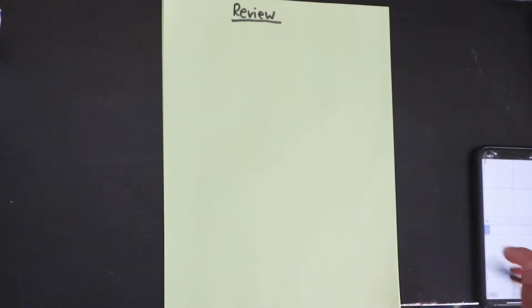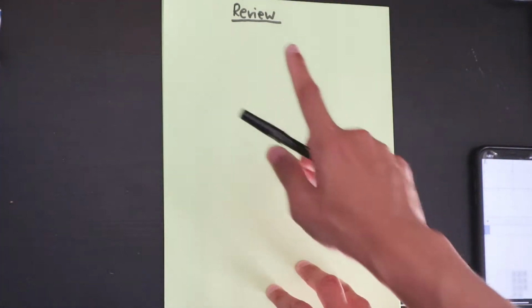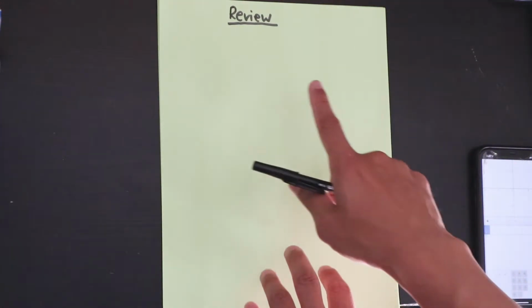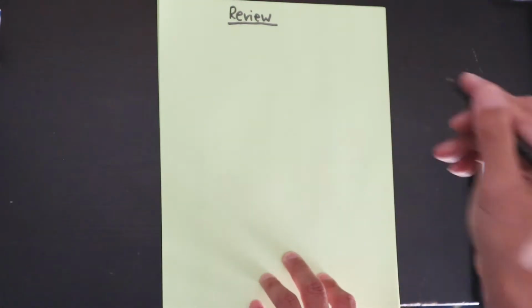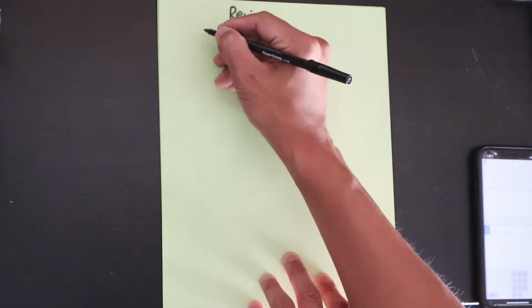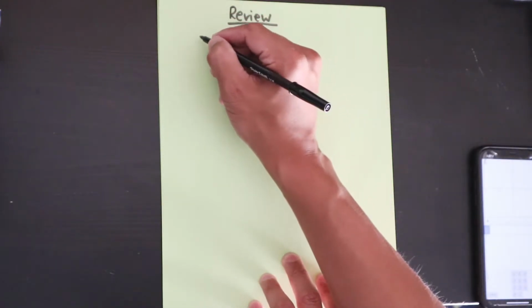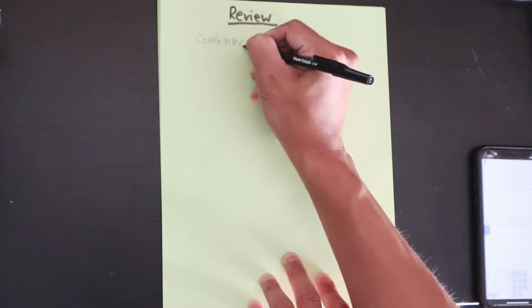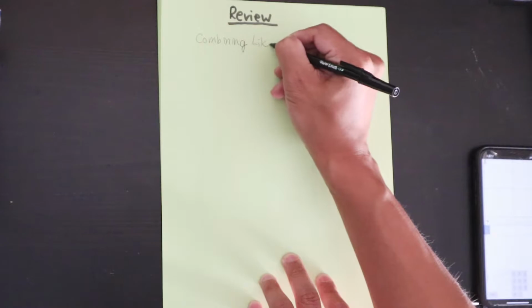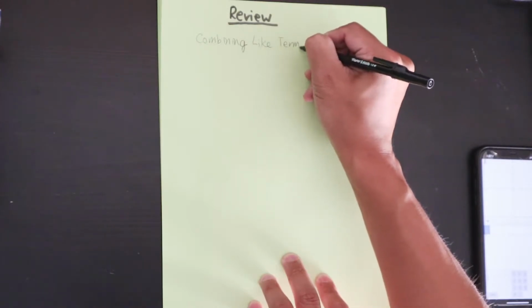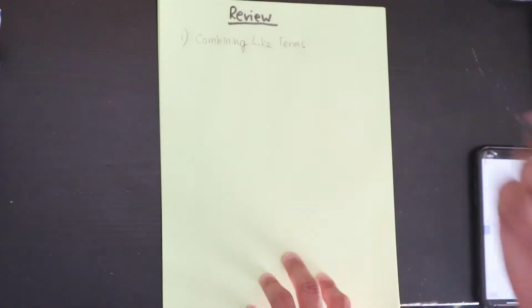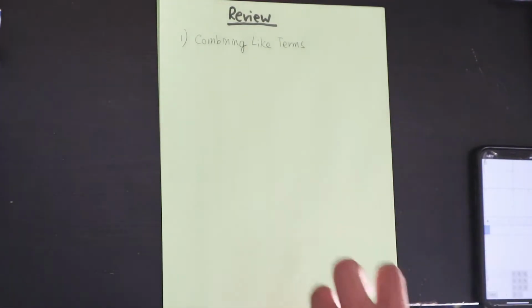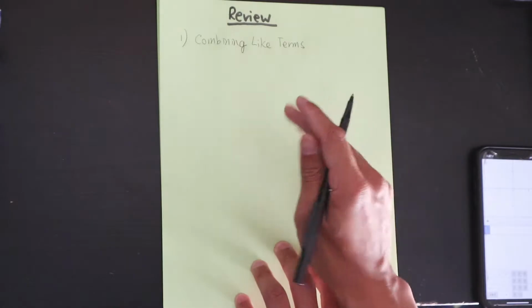Good morning, everyone. Today we are going to do a review on the first part of the video for our first lesson. There are two main things that you need to know. First is something called, and I'm going to write it very large, combining like terms, okay? It's been a while, combining like terms. So that's the number one thing that we're going to review. And for combining like terms, you have to know the like terms.